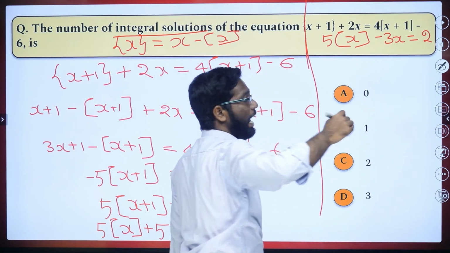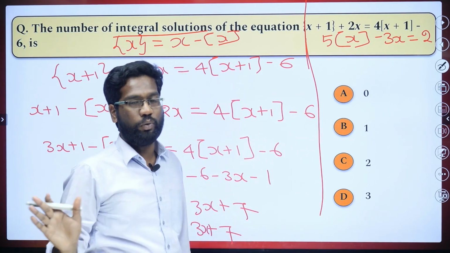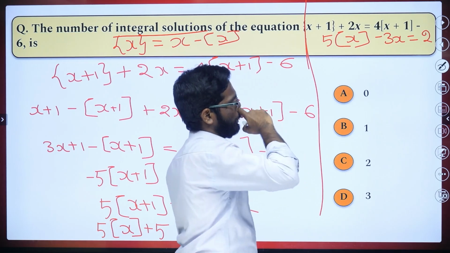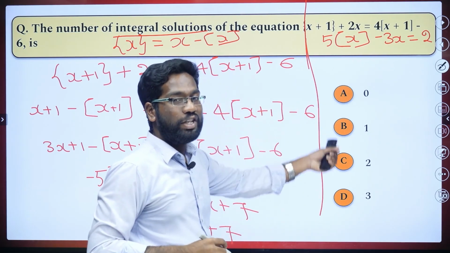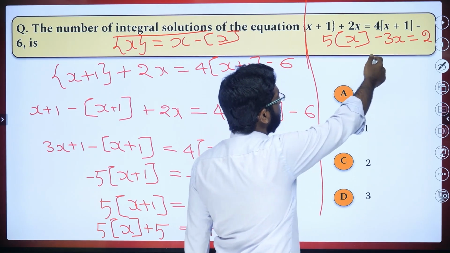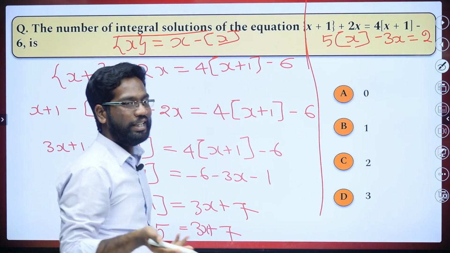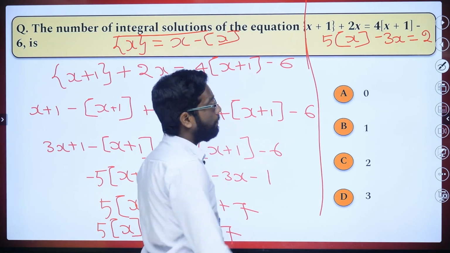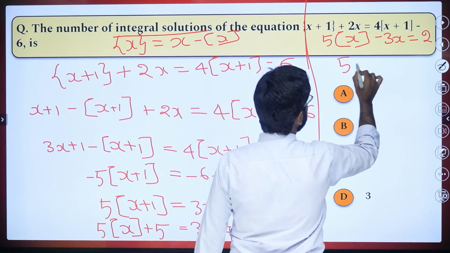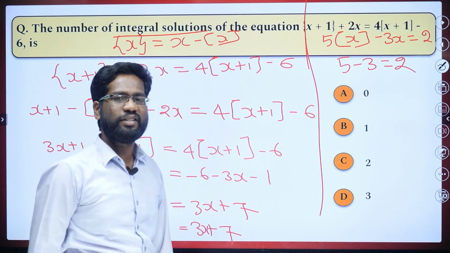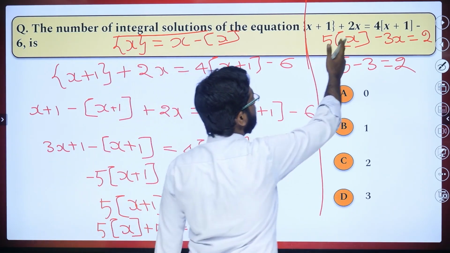So here I have to apply any integers, no doubt. So for which integer, it is like trial and error, my dear students. So whenever they have given options, you can try with these options. If I go with 0, yes, they have given number of integral solutions. So you can try. 0 means you won't get, but for 1 you will get 5 minus 3 equals 2. Is there any other possibility, my dear student, to get the value 2?